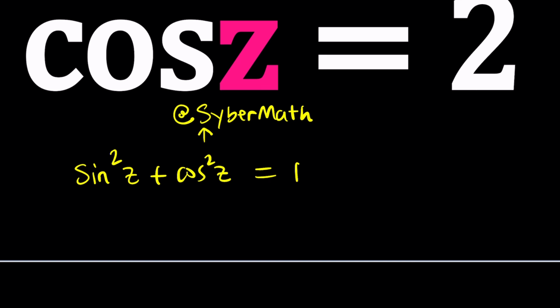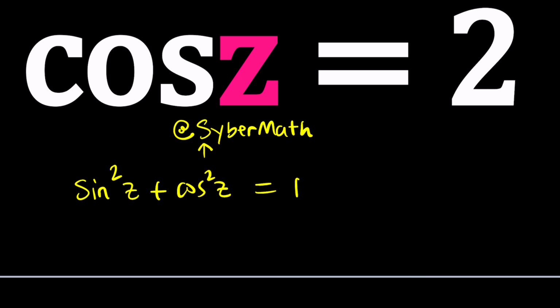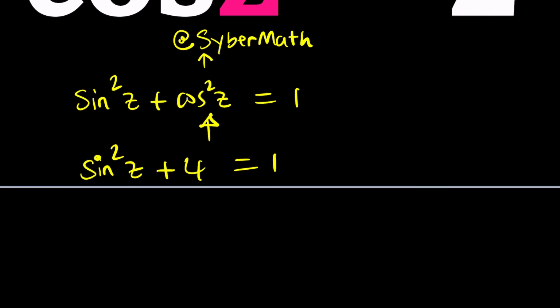If cosine z is equal to 2, I can actually plug it in, but I need to square it. So it's going to look like this: sine squared z plus cosine squared z, which is 4, equals 1. And then from here, sine squared z is going to be negative 3. Uh-oh. How can sine squared, or anything squared, be negative? It's possible in the complex world.